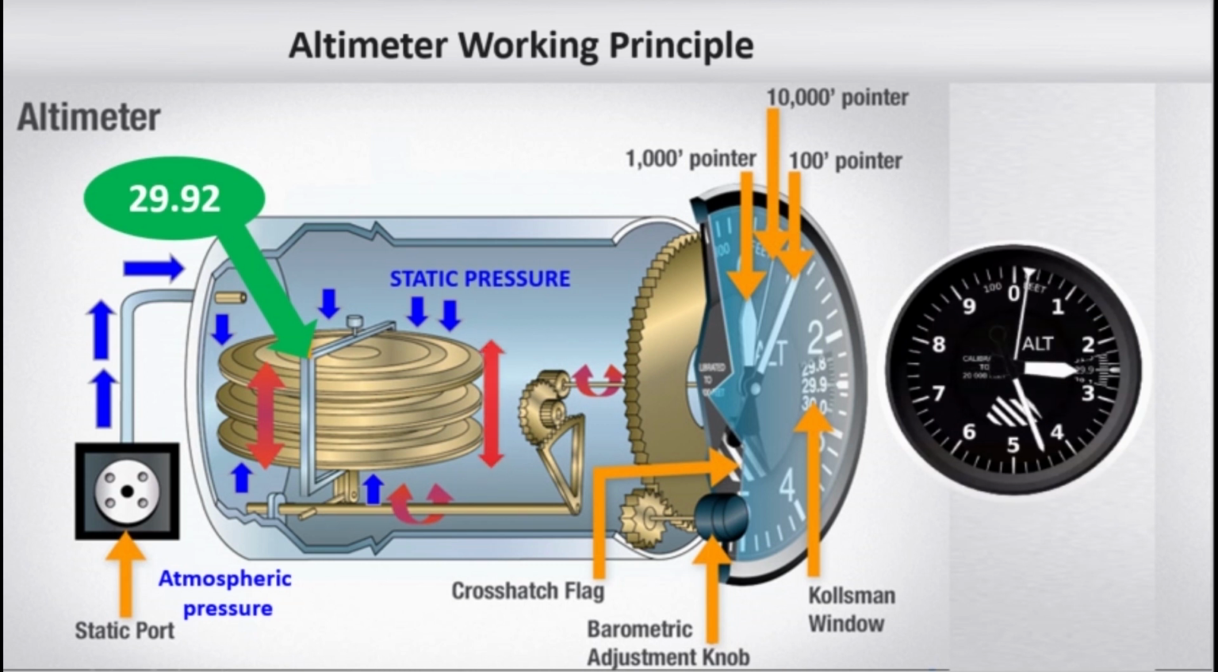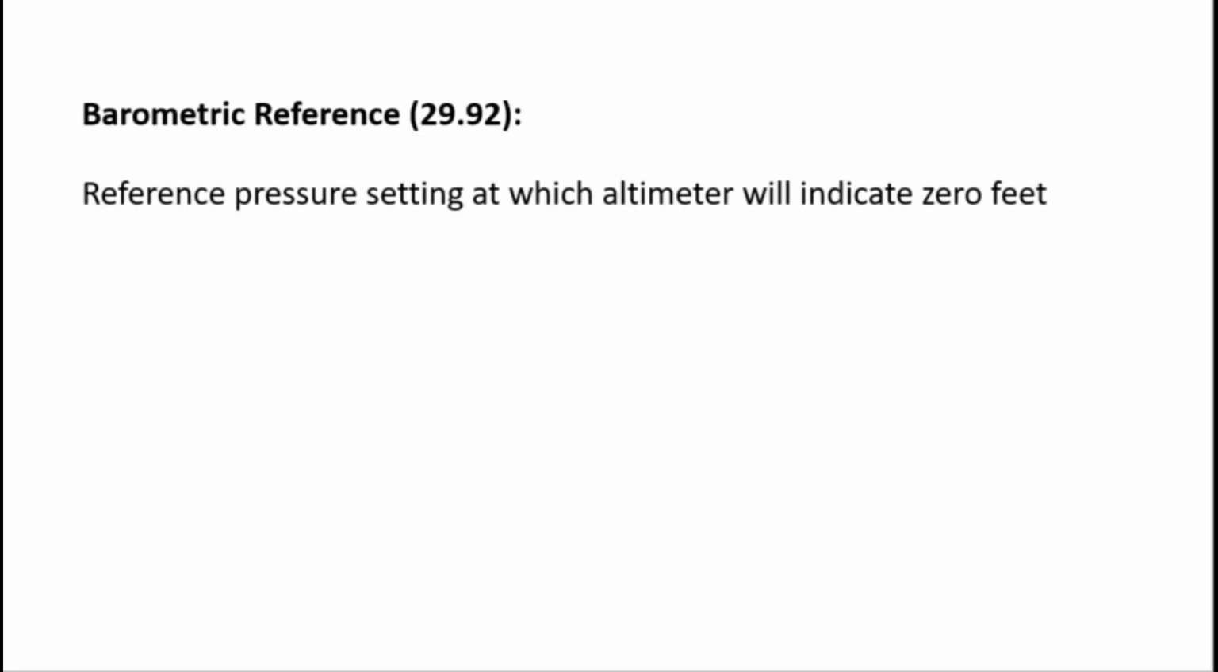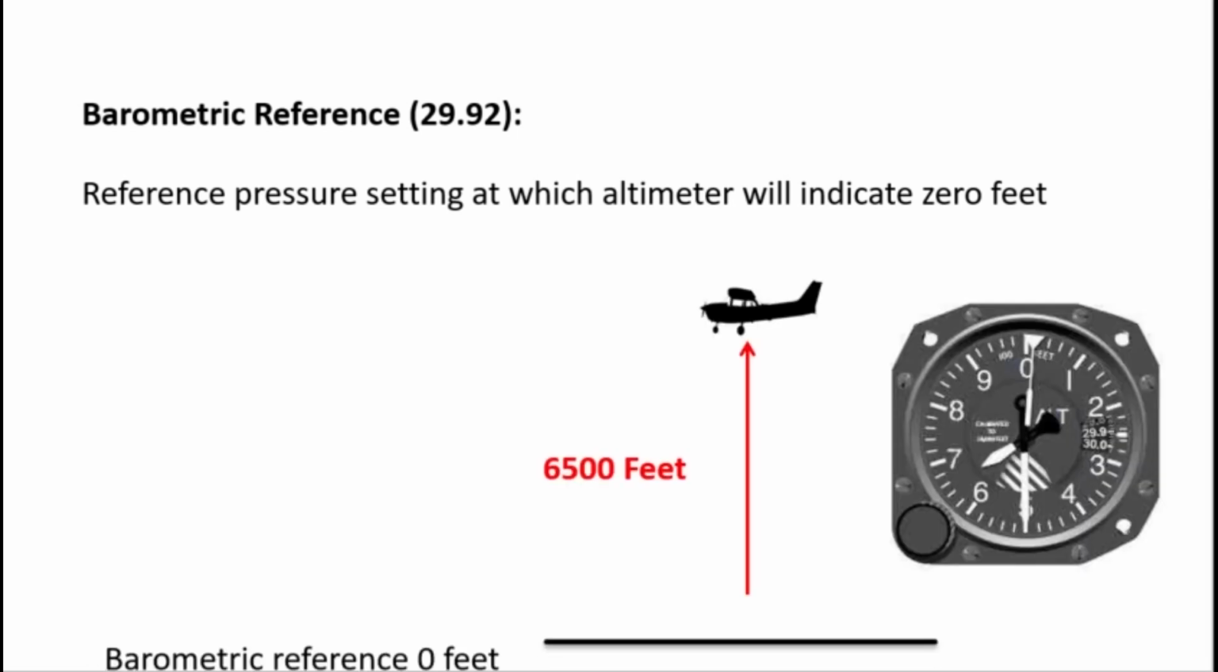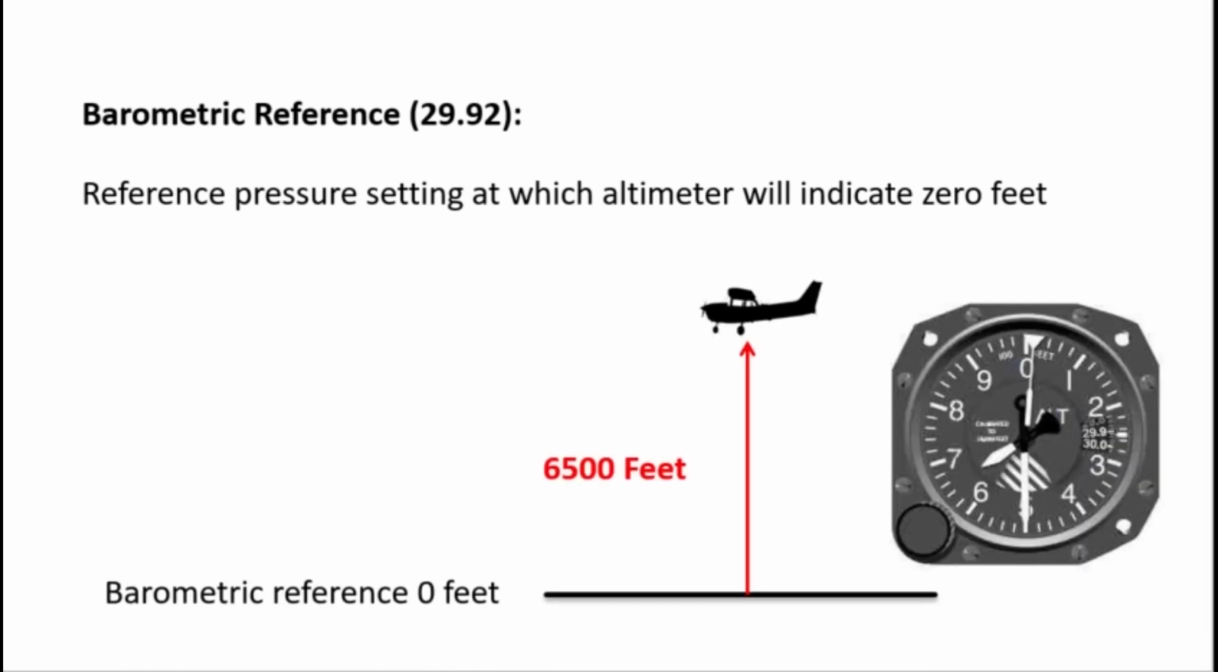During descent, outside atmospheric pressure increases, exerting pressure on the capsule wall. The capsule starts to shrink and the altimeter indicates a decrease in altitude. Barometric reference is the pressure setting at which the altimeter will indicate 0 feet, and then it measures the vertical distance in relation to this reference level. The pilot can adjust the barometric reference to any level with the help of the adjusting knob.